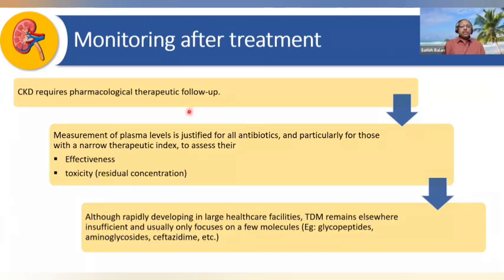And after treatment, how do you monitor these patients? Measurement of plasma levels is justified for all antibiotics, especially those with a narrow therapeutic index. So most important are vancomycin and aminoglycosides. TDM remains always insufficient and usually focuses only on small molecules. So ideally, you should monitor everything. Even if you're giving penicillin, meropenem, whatever, you should monitor their TDMs and then see whether you are accurate or not.